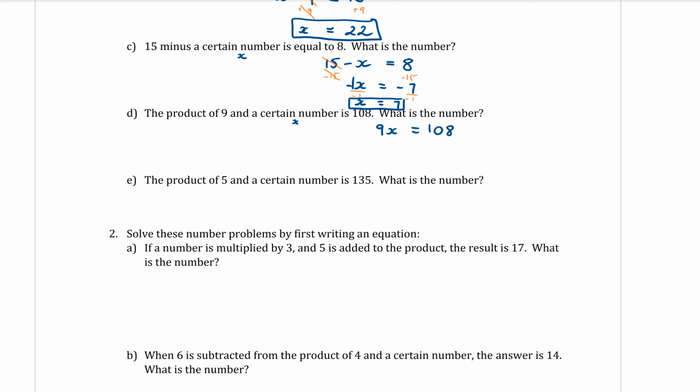What do I do to get the x by itself? Very good, yeah. Divide by 9. Because that 9 is times, the opposite is to divide. What is 108 divided by 9? 12.